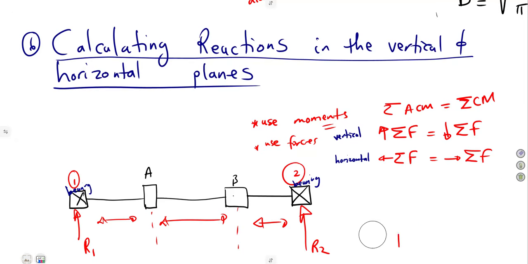So this idea can help you to find these reactions R1 and R2. We're going to talk about this in calculations. You'll see it is very easy as long as you understand your moments from your Engineering Science N3. Revise those N3 videos. You see that it's just basics that you have.